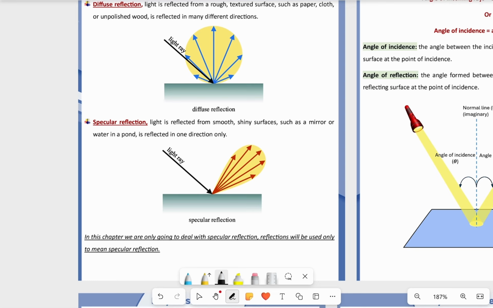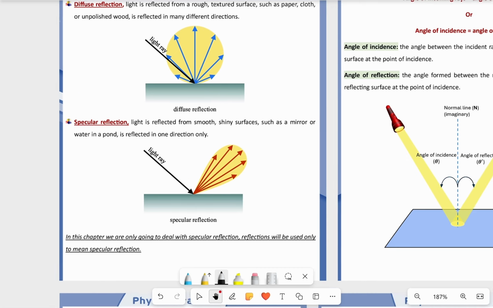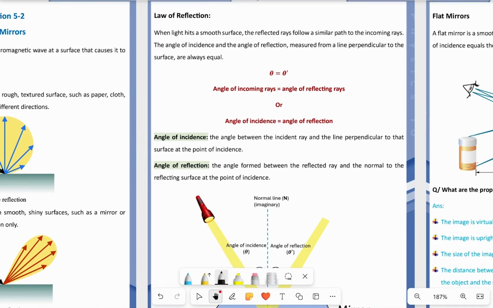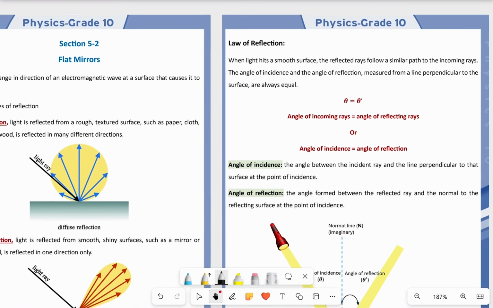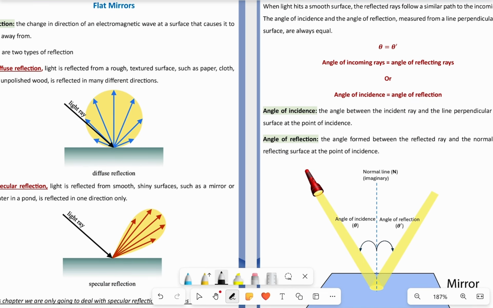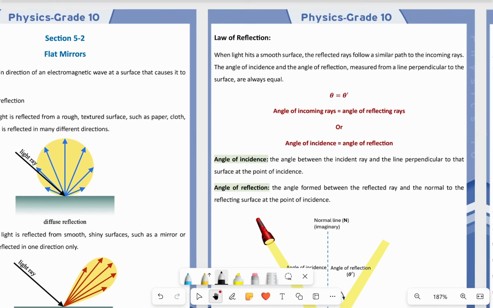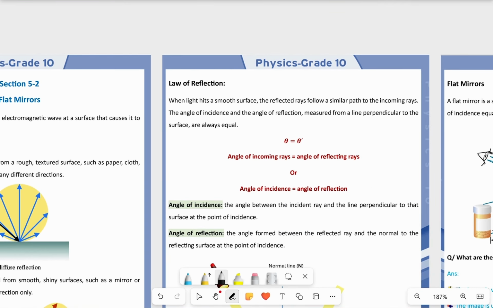Specular reflection happens when the angle of incidence is equal to the angle of reflection, and we will see what the angle of incidence and angle of reflection are in a minute. By the way, in this chapter, we're going to deal mostly with specular reflection. We're not going to talk about diffuse reflection. We have the law of reflection.